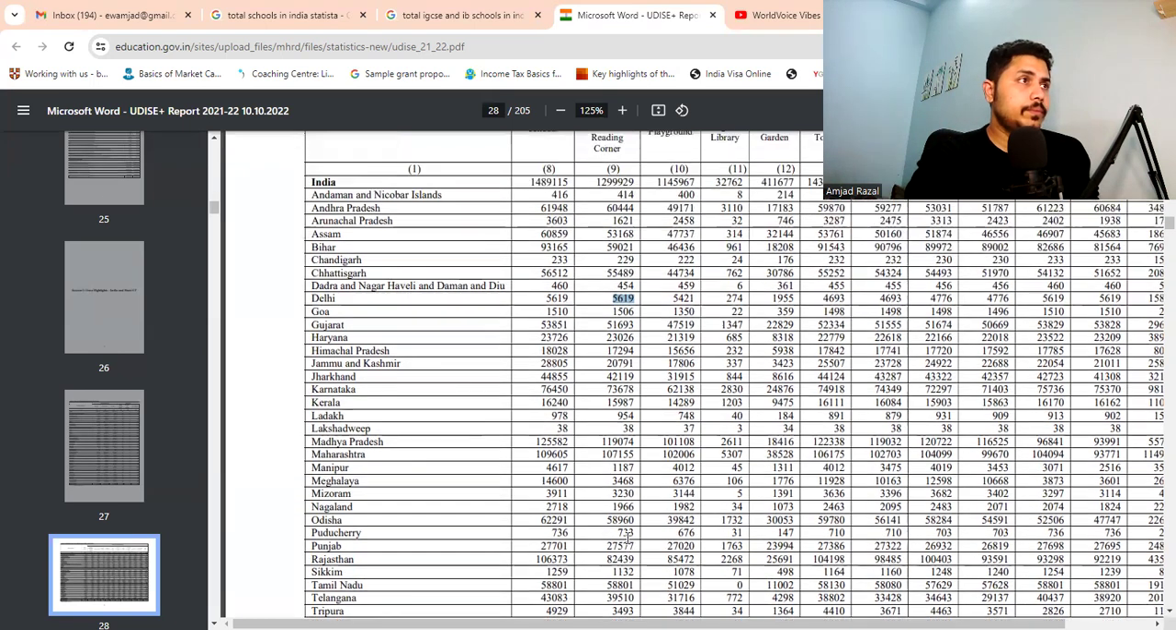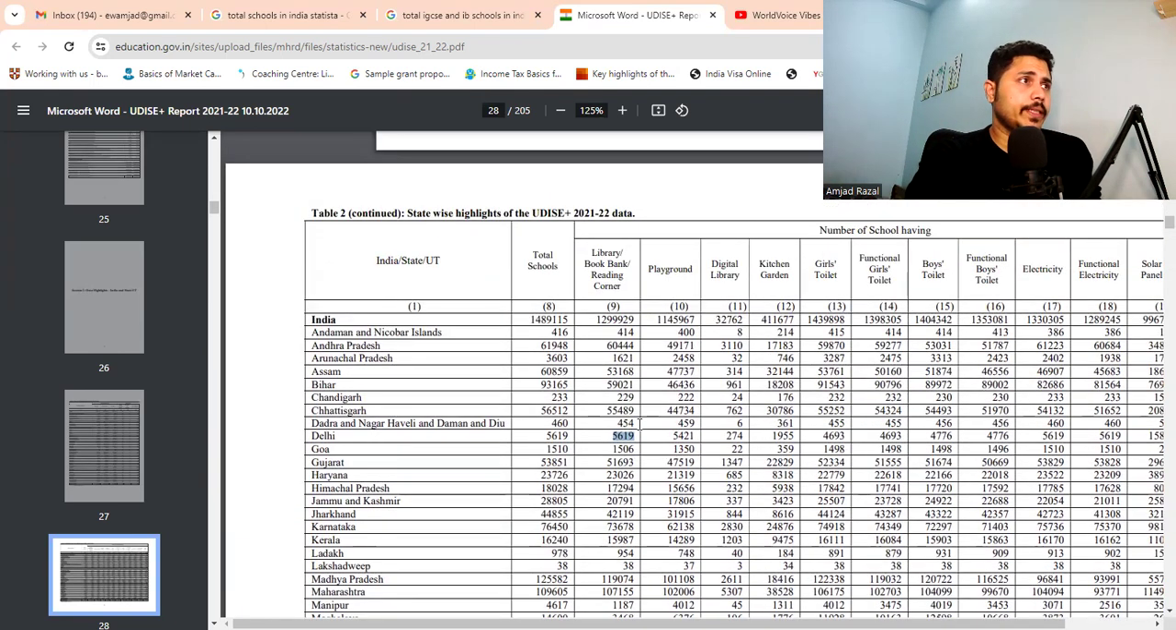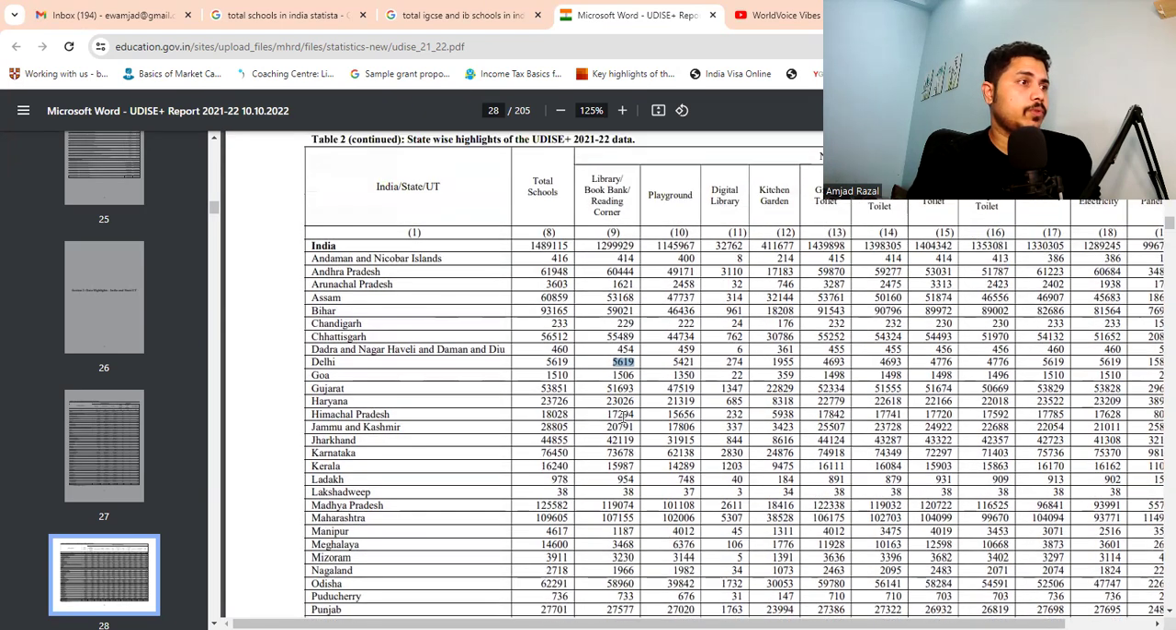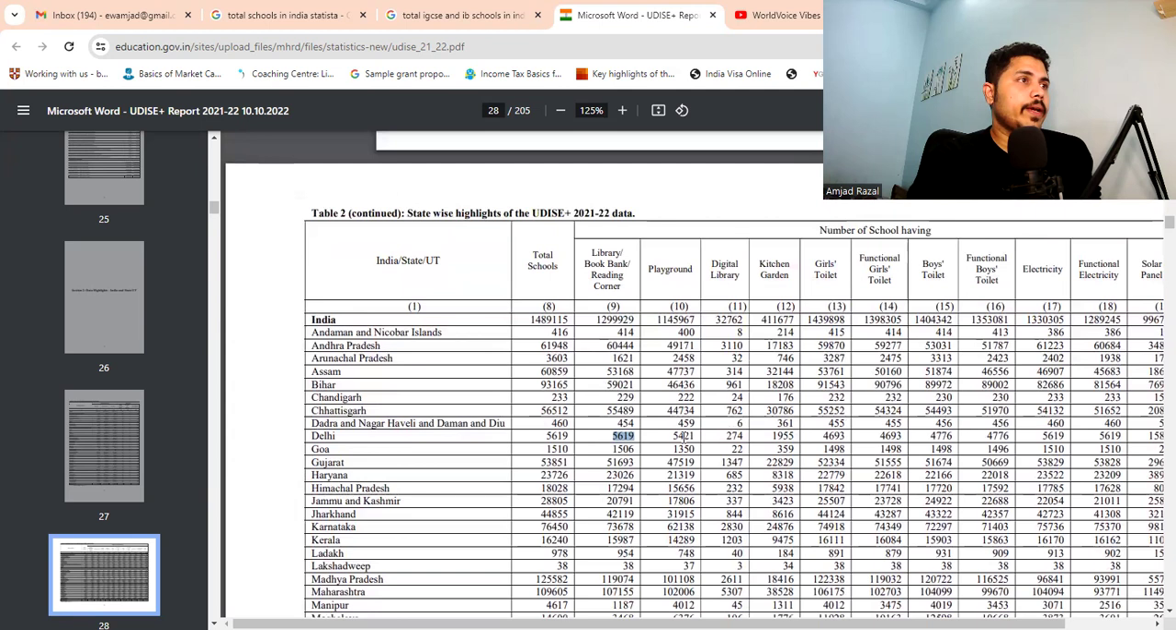So this is quite surprising. Delhi, then we have a good number of libraries in Andaman and Nicobar also. And again, Lakshadweep, first prize to both. Then we have playgrounds. Out of 5,600, 5,200 schools only have a playground, 400, I mean 200 schools less. Digital library, only 274. Okay.